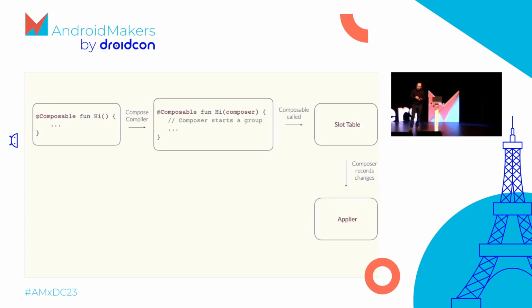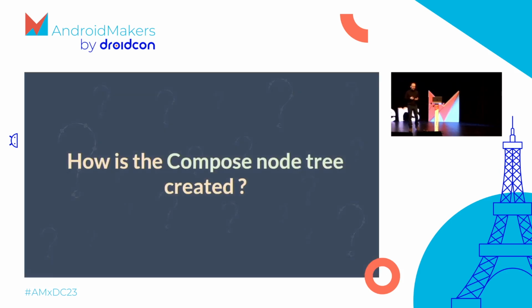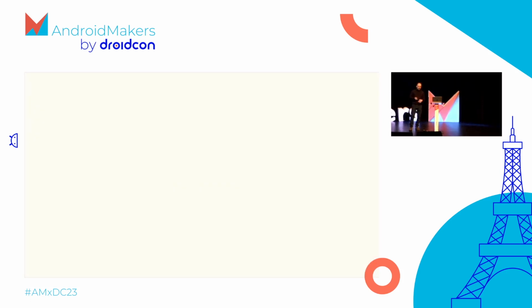Well, let's come back. Okay, now we know a bit about Applier too: it applies the tree-based operations to something called the compose node tree, right? But how does this compose node tree work, or how is this compose node tree being created? Well, let's visualize another thing then.